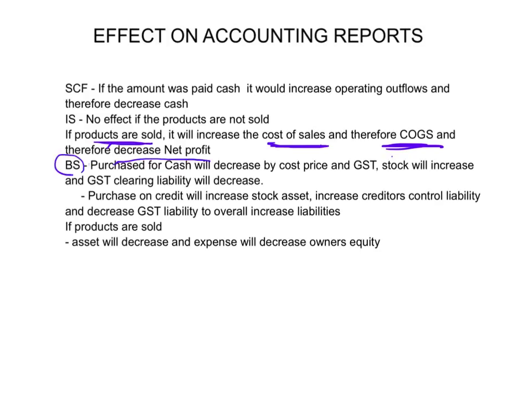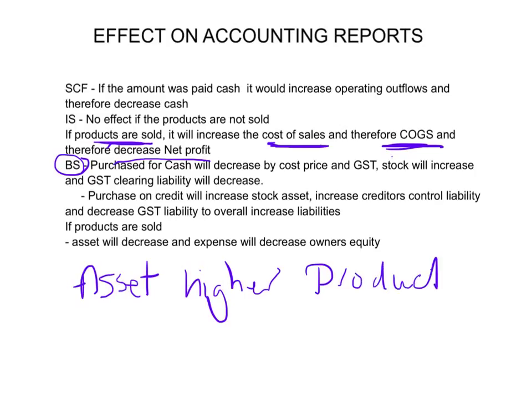In terms of our balance sheet, the asset value will always be higher when we're using the product cost method. So you can see from the question, the example we've done here, it was originally $100, but because we've included the product cost, the value is $105. So the value of the asset is higher. Because of that, when you sell them, there is a greater decrease in the value of the asset, and the expense, that cost of sales, also decreases.